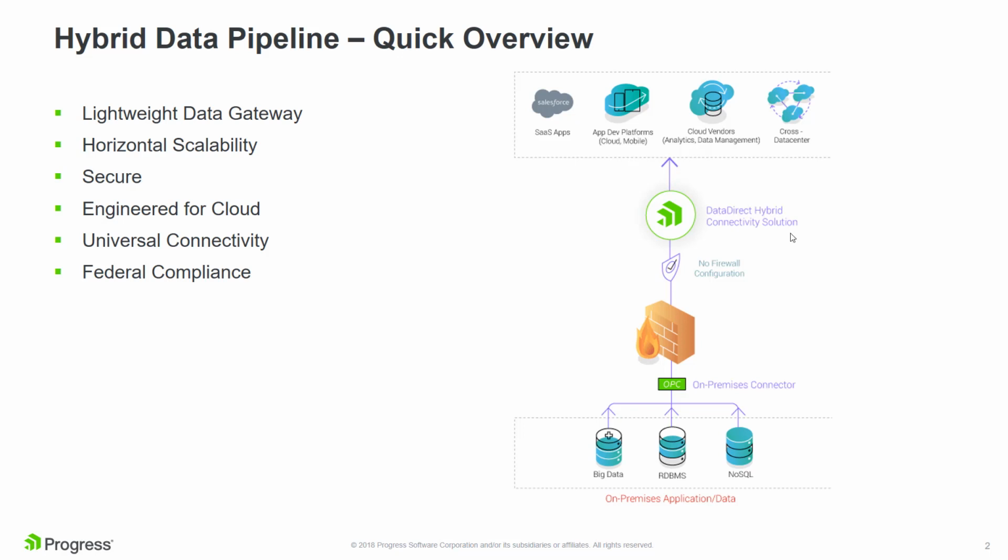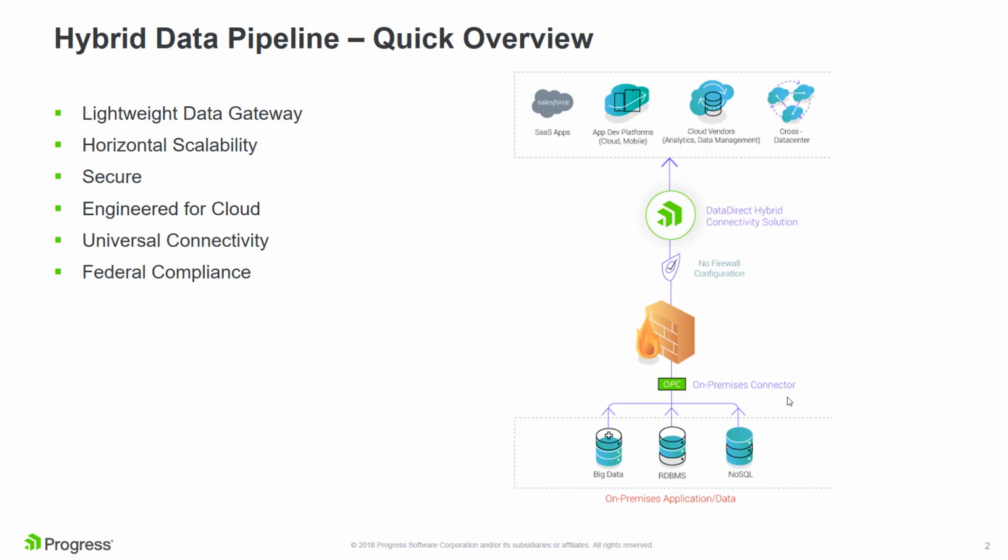There are three main components that you need to know when using Hybrid Data Pipeline. Number one, the Hybrid Data Pipeline server. This is the core component of the solution which provides access to multiple data sources through a unified interface. This can be installed in your cloud, on-premises, or in your DMZ, depending upon your use case.